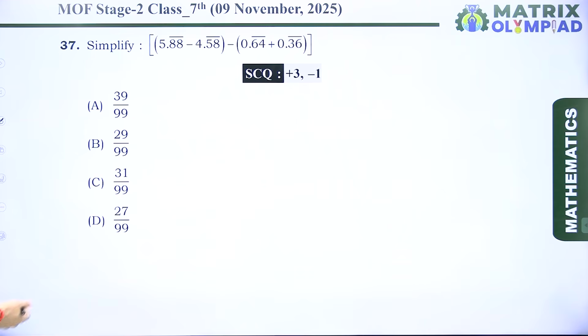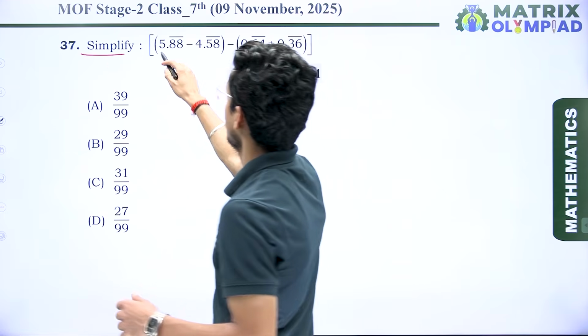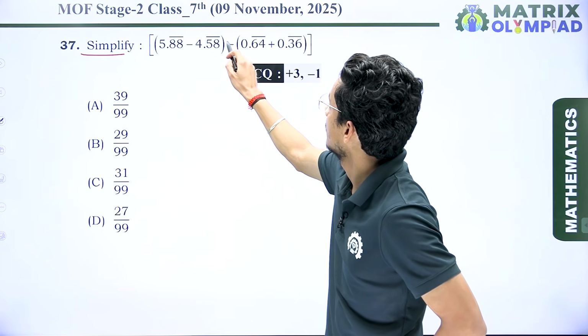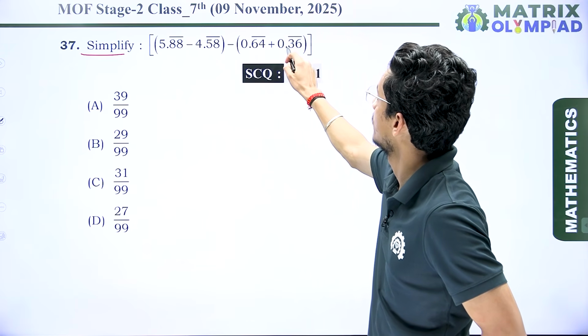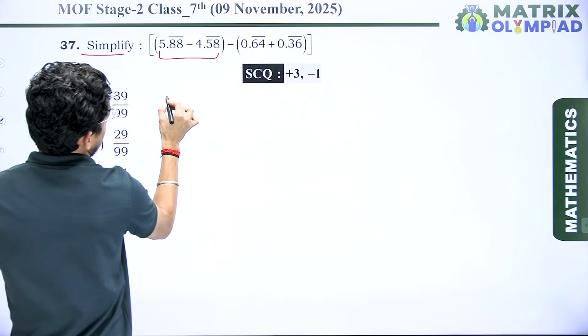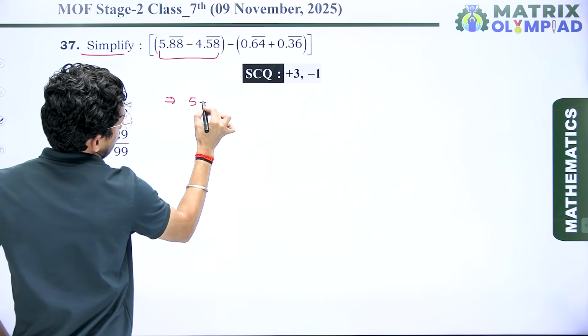Now the next question: we have to simplify this one. In the bracket, 5.88 recurring minus 4.58 recurring minus 0.62 recurring plus 0.36 recurring. So first we have to simplify this bracket. So I can write here 5 plus 0.